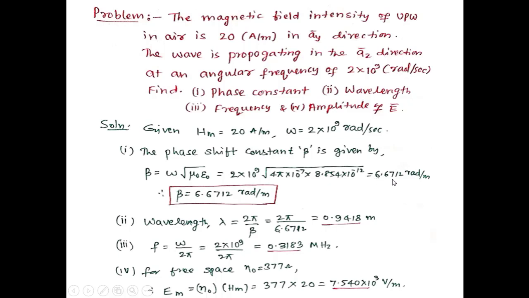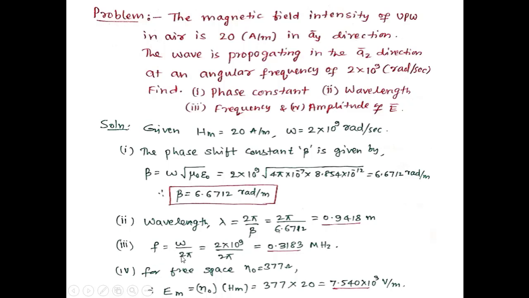Simplify, you get 6.6712 radian per meter. Therefore, beta is this value. Next, wavelength is given by lambda is equal to 2 pi by beta. 2 pi by beta, already calculated 6.6712. Simplify, you get 0.9418 meter. And frequency: omega is equal to 2 pi f.